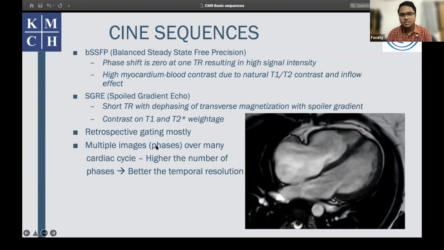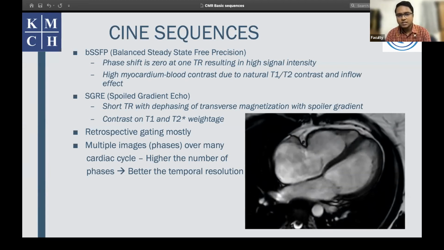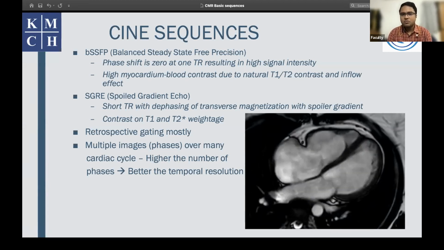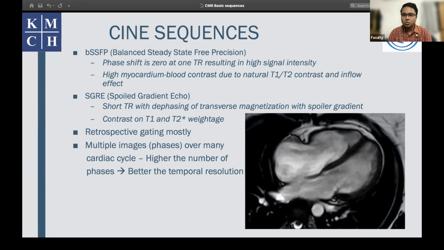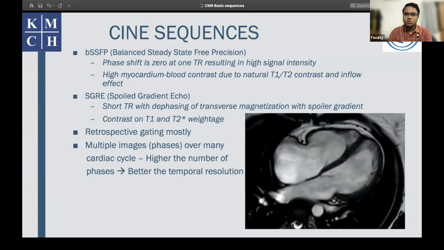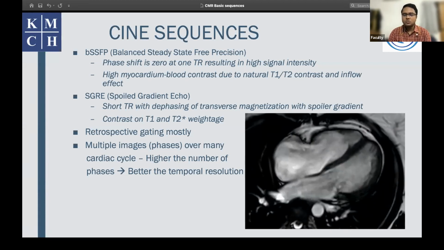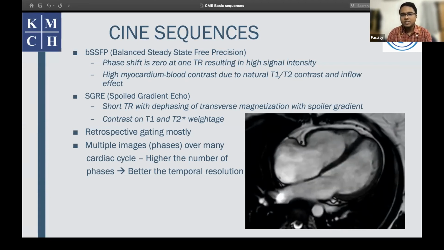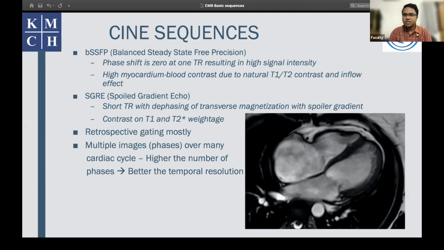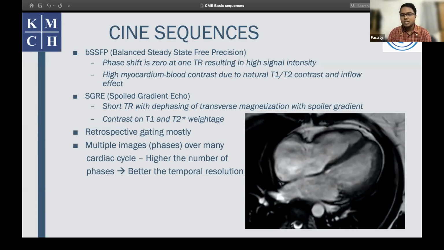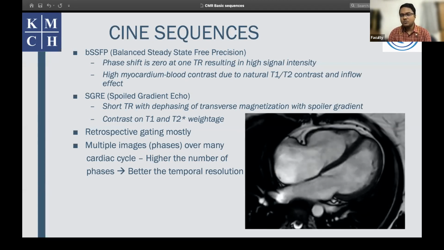The second type of sequence is the spoiled gradient echo sequence, which again uses a very short TR with dephasing of the transverse magnetization using a spoiler gradient. So this also suppresses signal from stationary tissues, whereas the rapid dephasing of the transverse magnetization doesn't happen in blood that is flowing. And the contrast in the spoiled gradient echo is dependent on the T1 and T2 star weightage of the tissue.